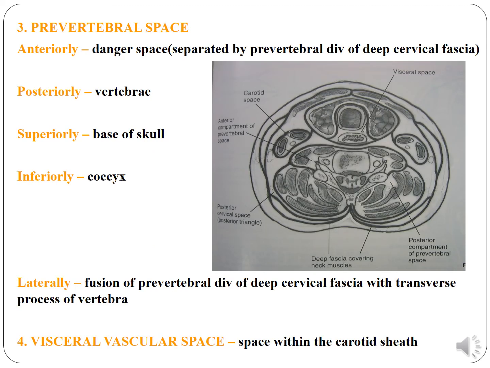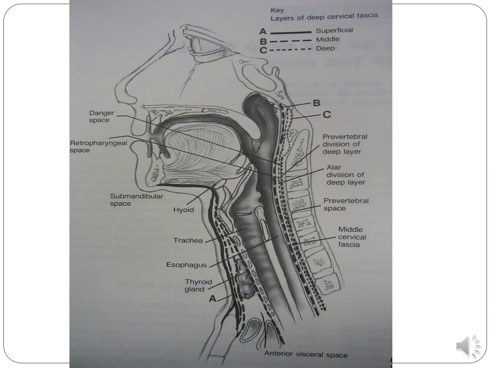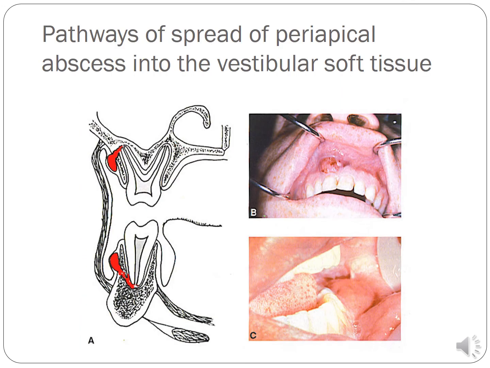And the prevertebral space is the space just behind. Anteriorly you have the danger space, and posteriorly the vertebra. You have superiorly the base of the skull and inferiorly the coccyx. And laterally you have the fused division of deep cervical fascia. And then the visceral vascular space is another space which has a protective layer within the carotid sheath. I told you the importance of the carotid sheath. These are all the various spaces that you can see from the superficial, middle, and deep layers, going from anterior to posterior.